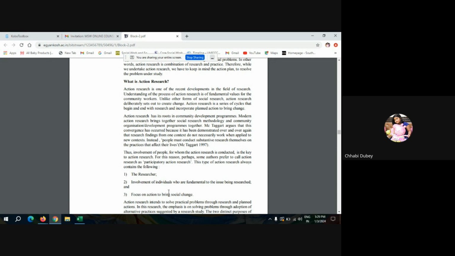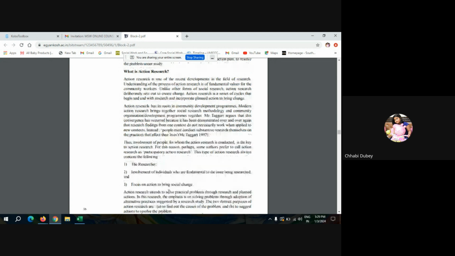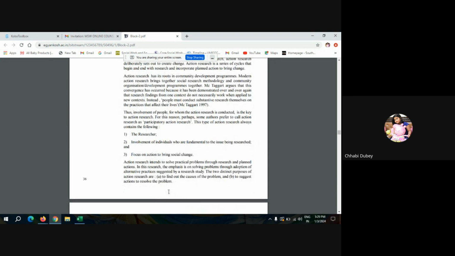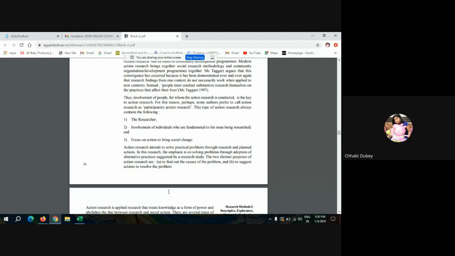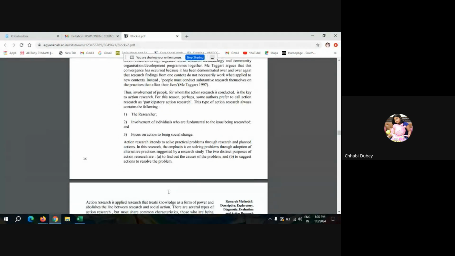So we will have the researcher. Secondly, we will have involvement of individuals who are fundamental to the issue being researched. And third, we will have a focus on action to bring about social changes. Now, generally, action research solves a lot of practical problems through research and planned action. So we will find that action research is helpful in solving practical problems that we see in the society.